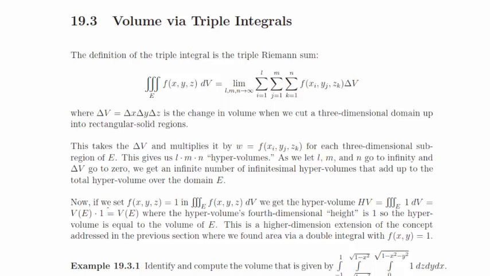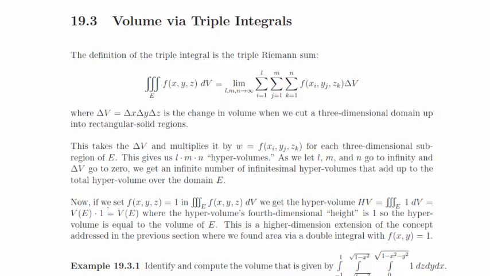The definition of the triple integral is the triple Riemann sum, so that our iterated integral, triple integral over a domain E of f of x comma y comma z dV equals the limit as L, M, and N go to infinity of the sum from i equals 1 to L, of the sum from j equals 1 to M, of the sum from k equals 1 to N, of f of x sub i, y sub j, z sub k, times delta V, where delta V equals delta x, delta y, delta z, is the change in volume when we cut a three-dimensional domain up into rectangular solid regions.